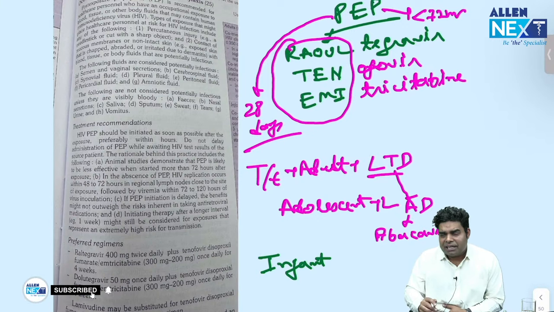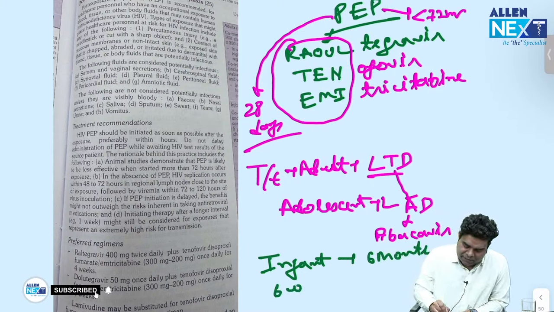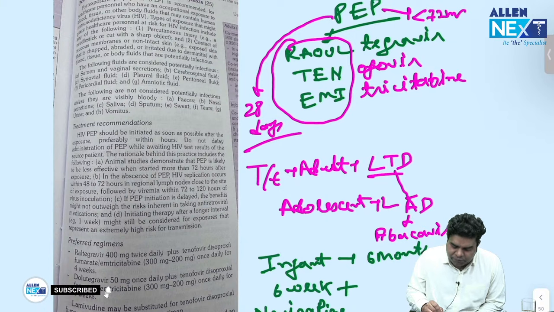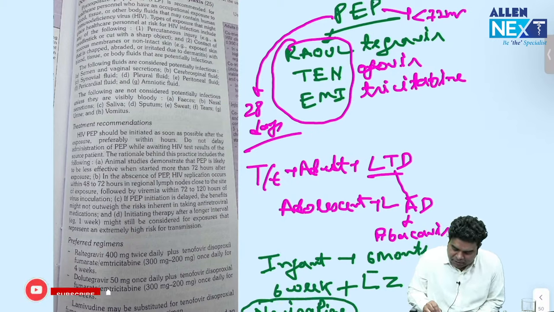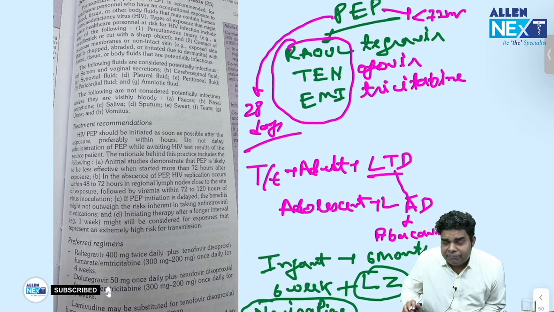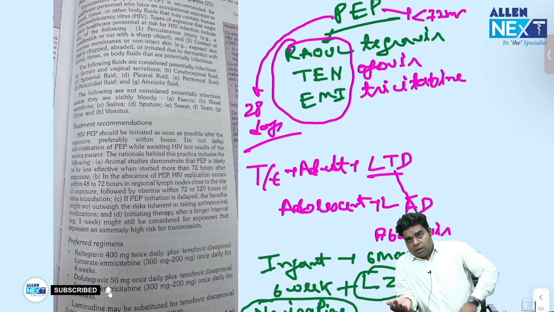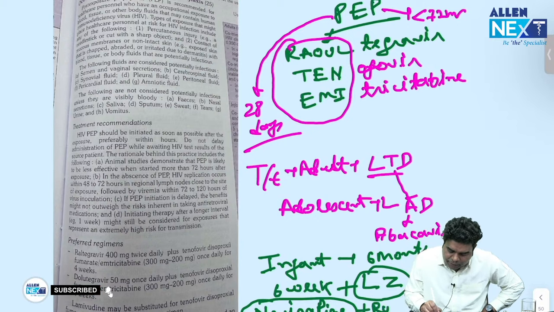For infants, we give treatment for at least 6 months. And in that, for the first 6 weeks, we give nevirapine. Nevirapine is given 2 mg per kg and it is hepatotoxic, so we stop it after 6 weeks. Then after 6 weeks, we add two drugs, lamivudine and zidovudine. So total drugs which we give till 6 months are these three. But in some infants, if lamivudine and zidovudine are unable to decrease the viral load, unable to increase the CD4 count, then we add raltegravir.